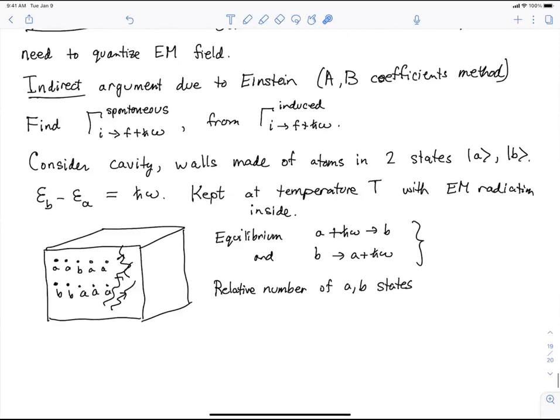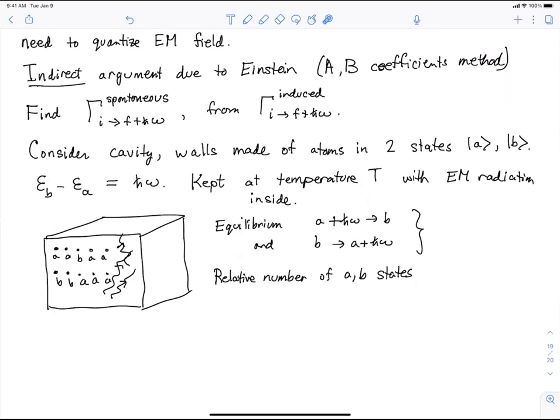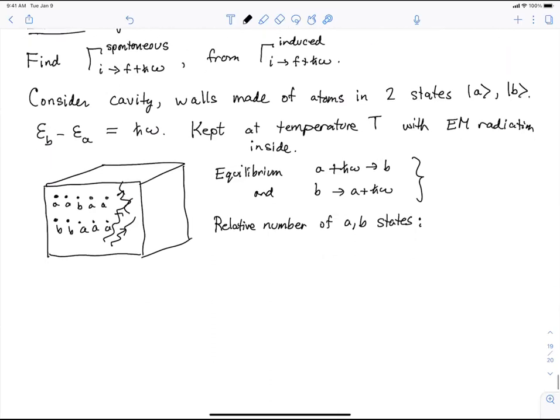So the relative number of A and B states is dictated by statistical mechanics. And statistical mechanics tells us there's a Boltzmann factor, which says the relative number of atoms in the energy level A is given by the exponential of minus its energy over the Boltzmann constant times the temperature. And for the B states, it's the same thing except with its energy.